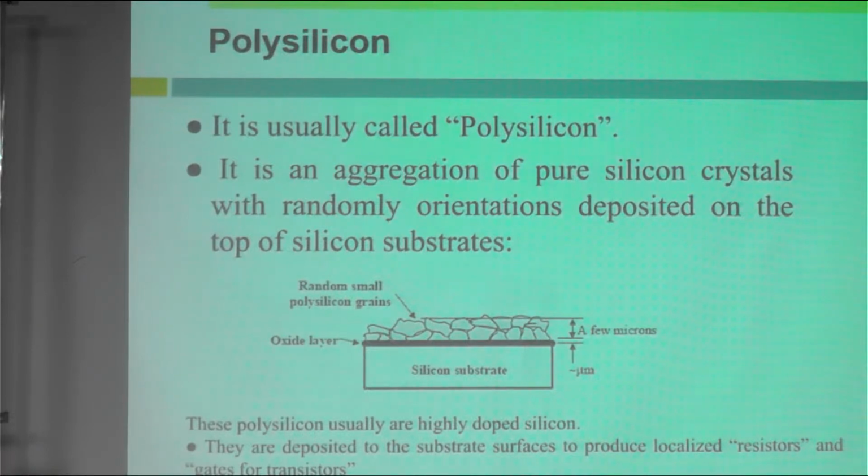These polysilicon layers are usually highly doped silicon. So you dope with something and you can get polysilicon. They are deposited on the substrate surface to produce localized resistors and gates for transistors. And being randomly oriented, polysilicon is even stronger than single silicon crystal. So we dope silicon in order to get different properties. We dope with bismuth, for example, to make it more conducting in terms of electrical properties. Then it can be used for different functions.